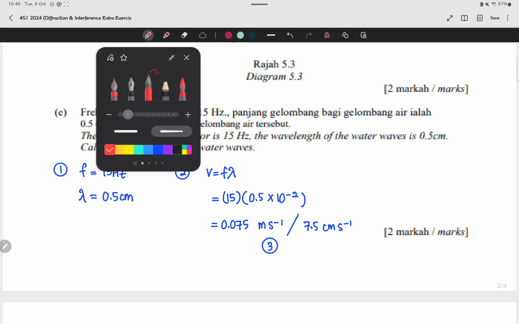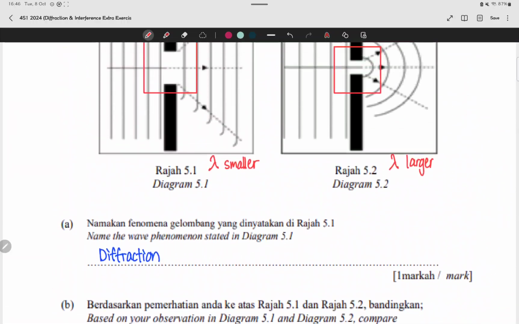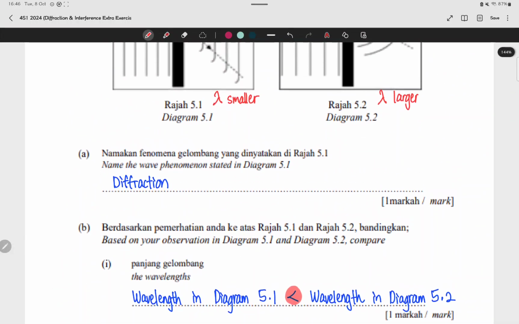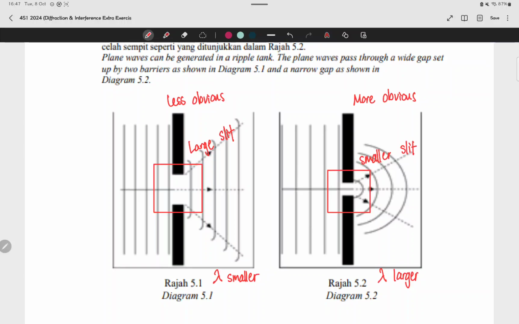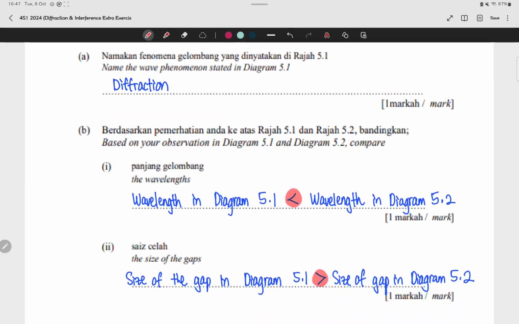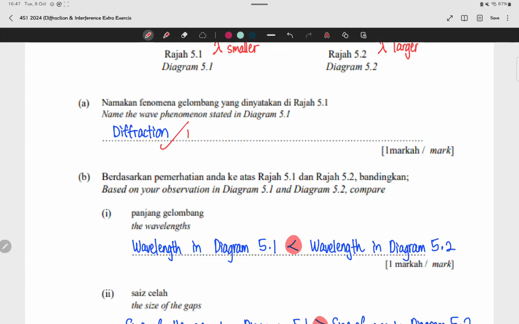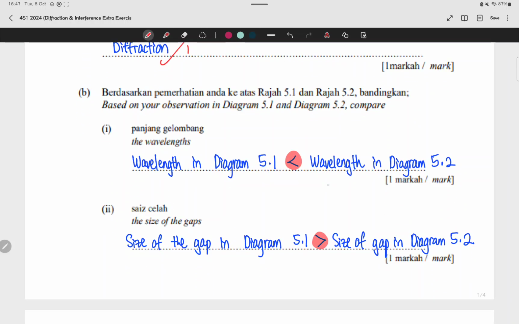Okay, alright, so we look at the answer back. Okay, what is this phenomenon? So first step, you look at the question first, you see the differences. So obviously 5.1 is less obvious, 5.2 is more obvious. And then why is that so? Because 5.1 has a larger slit compared to 5.2, and also the wavelength is smaller. So diffraction phenomenon, so you get 1 mark. Comparison, 1 mark.